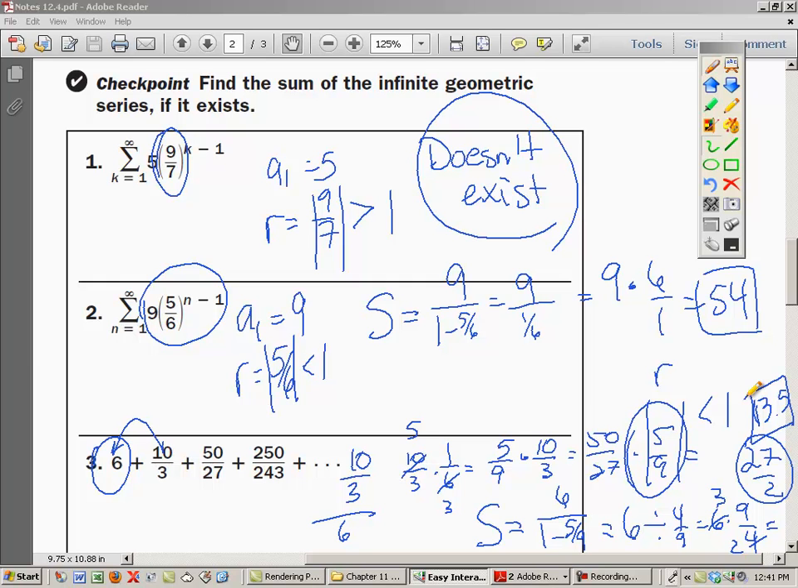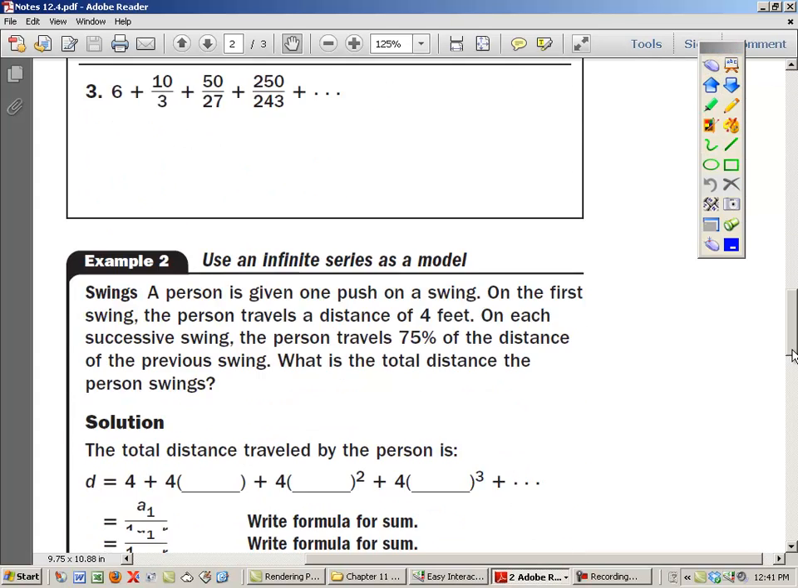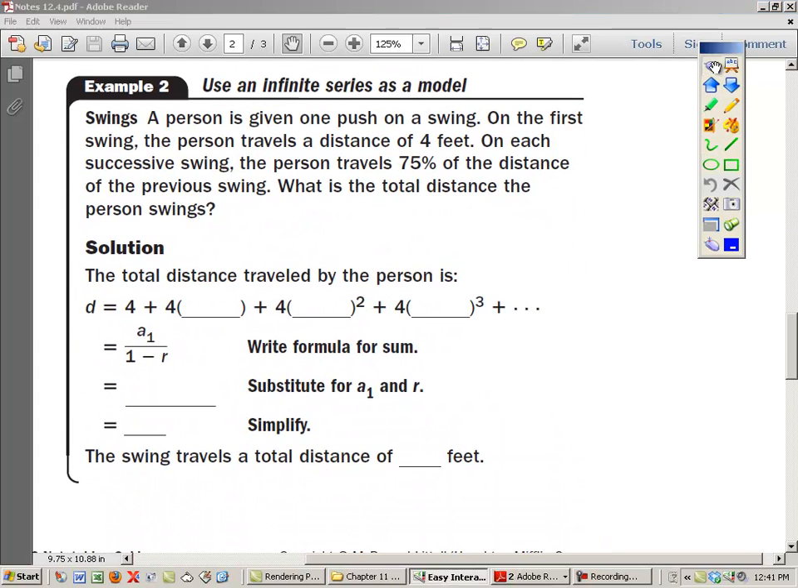All right, so let's use an infinite series as a model. Take a look at a real life story problem here. It says a person is given a push on a swing. On their first swing, the person travels a distance of 4 feet. Don't worry about how that distance is measured. On each successive swing, the person is going to travel 75% of the distance of the previous swing, assuming that they don't kick their legs and lean back and all that kind of stuff. You guys know how to swing, right?